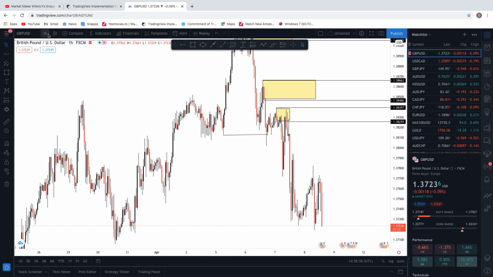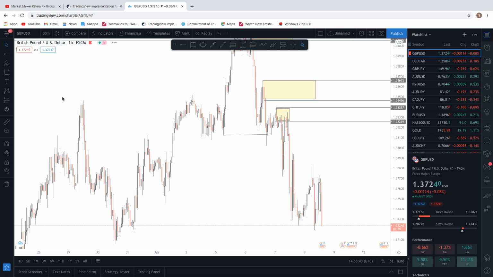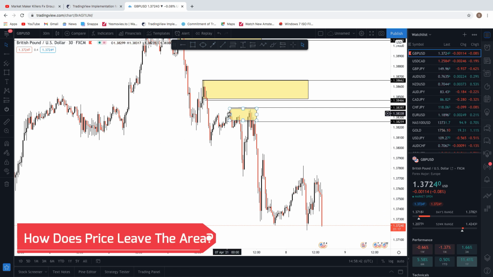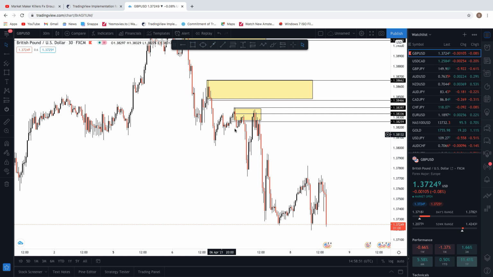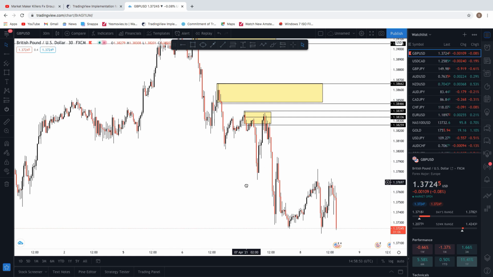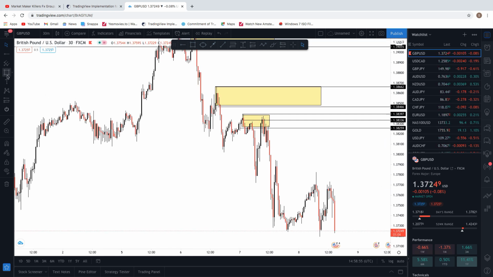Now let's go down to our shorter time frames. We can try M30. You see a nice area we've got. Look at how price left the area. It says a lot about this region. And a decision point right here would be this one. So look at how price leaves the area. What does price do when price leaves the area?